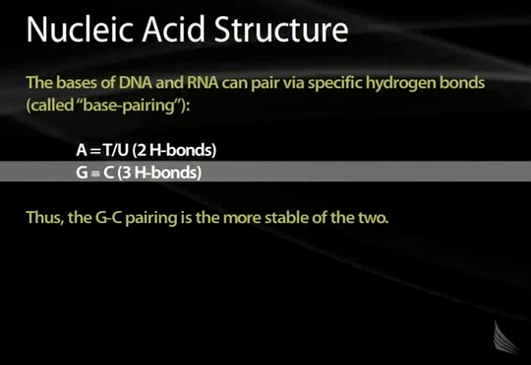Now, this difference between these 2 different types of base pair is important because it indicates to us that the bond between guanine and cytosine is stronger and more stable than that between adenine and thymine or uracil.